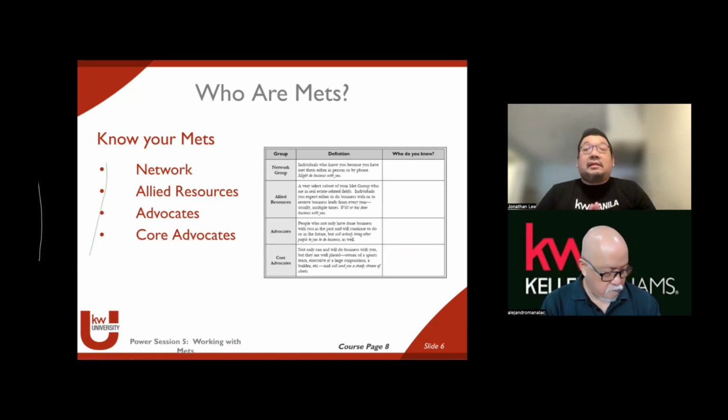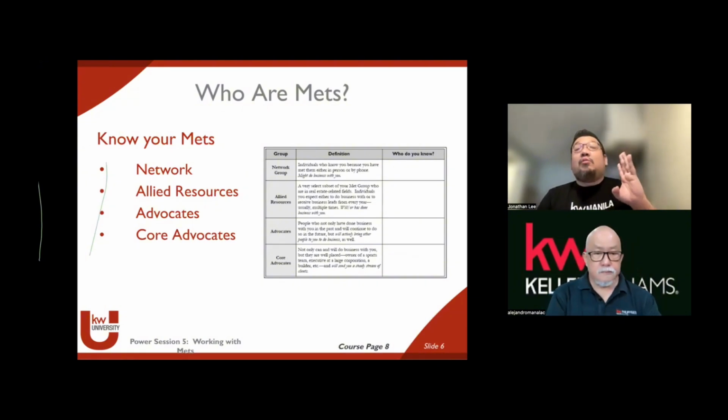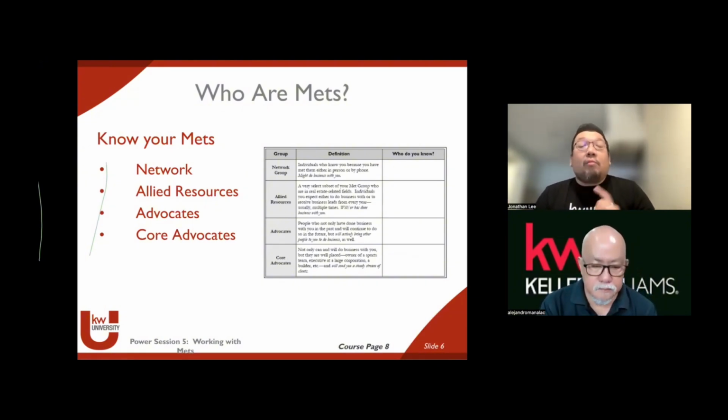Now, this is in the MREA book, okay? This is in the MREA book that talks about the 4 key METs that we need to work on consistently. Number 1, your network group. What is a network group? Individuals that know you because you have met them either in person or by phone, might do business with you.